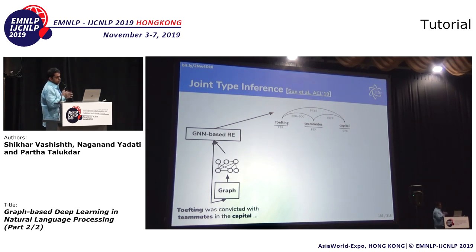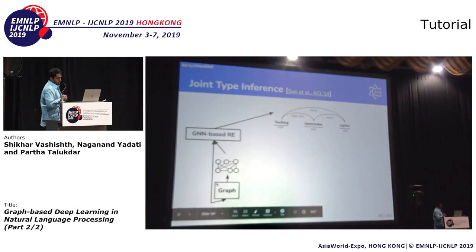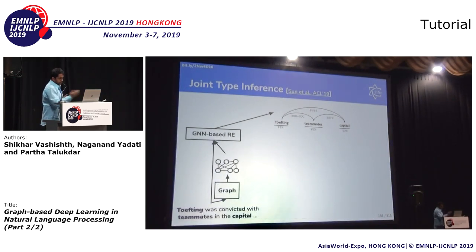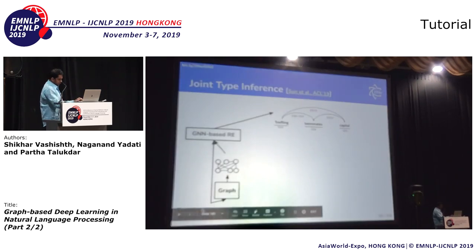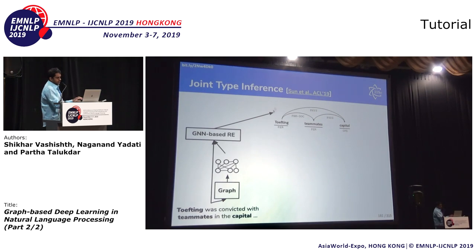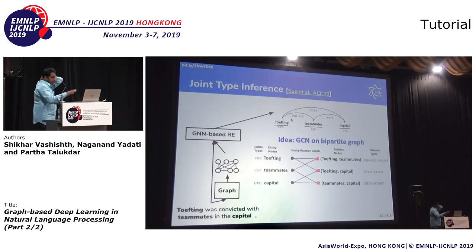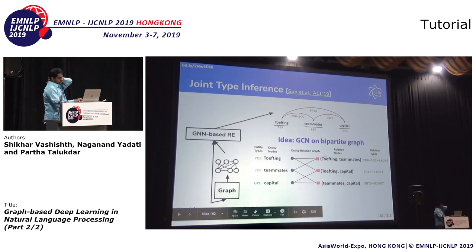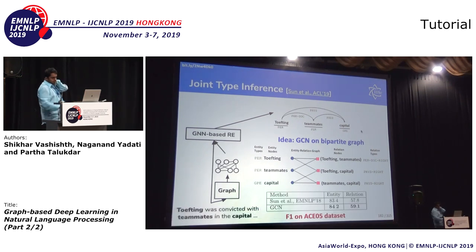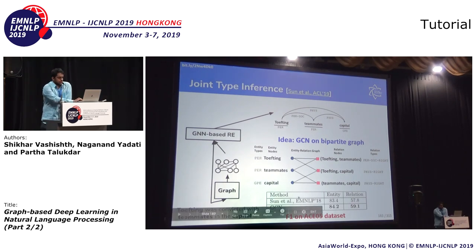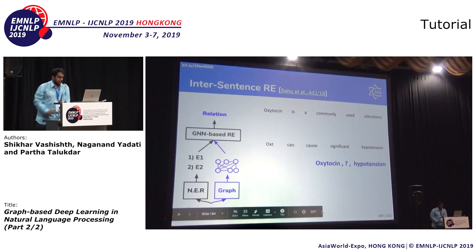Another related problem is joint type inference, which was proposed in ACL 2019. We have an input sentence, like Tofting was convicted with teammates in the capital, and the goal is to predict the type of each entity in the sentence, and also the type of the relationship between entity pairs. The main idea here is to use a graph convolutional network on a bipartite graph, where on one side of the partition we have all the entities, and on the other side we have all the relationships. Now this becomes a node classification problem on this bipartite graph. As we can see, GCN for joint type inference outperforms the previous state of the art on the ACE 2005 dataset.